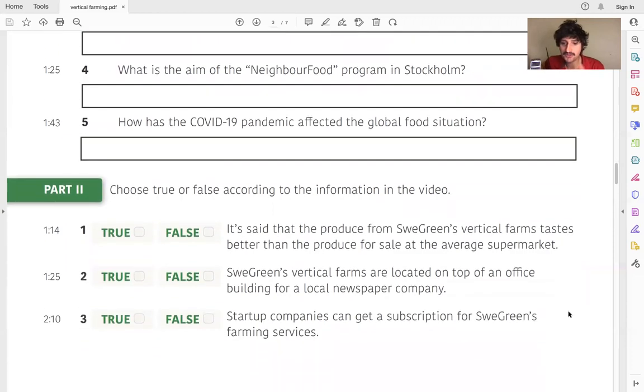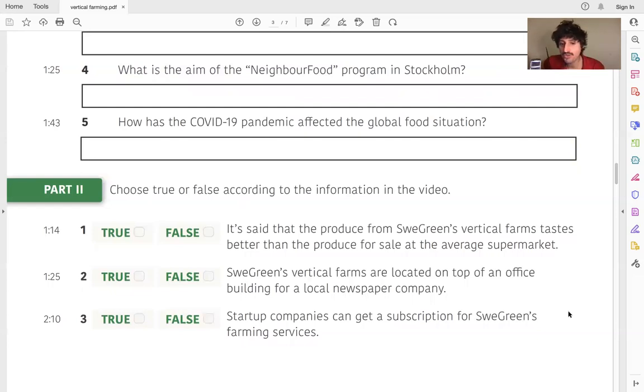All right, perfect. So here people think that, this Sweetgreen, that's the name of the company. Some people say that maybe the food tastes better than the average supermarket. Okay, decide if it's true or false.